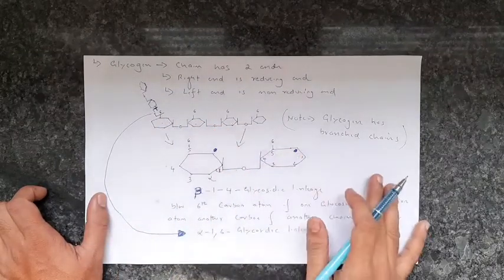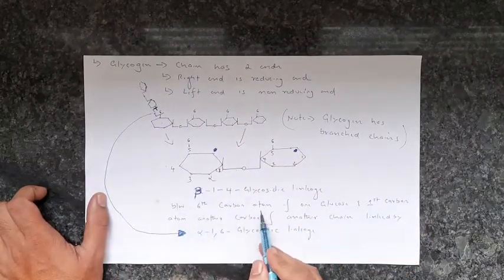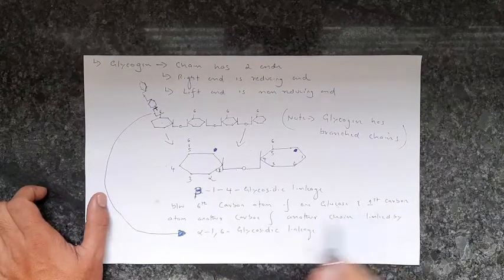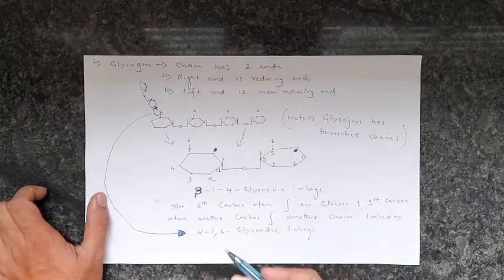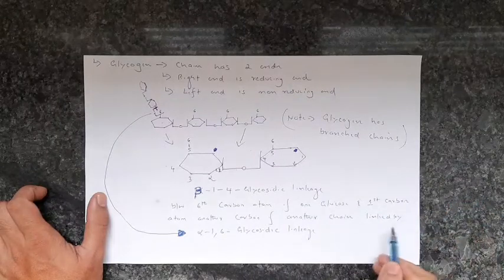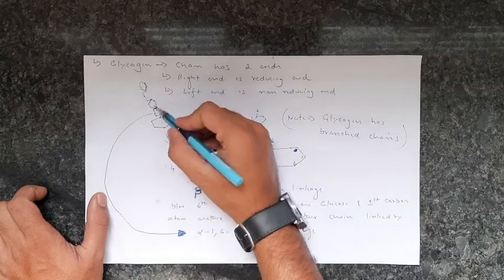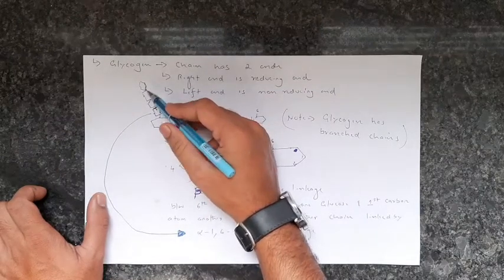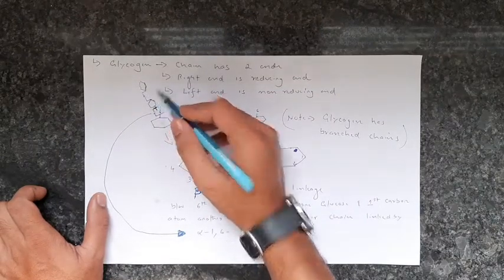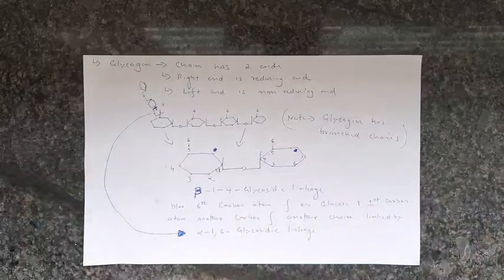So if you look into the structure of glycogen, you could see that between the sixth carbon atom of one glucose and the first carbon of another glucose chain, the link is an alpha 1,6 glycosidic linkage. Here 1 and 6, correct? But this is alpha 1,6 glycosidic linkage. Done. Okay, so this is the thing.